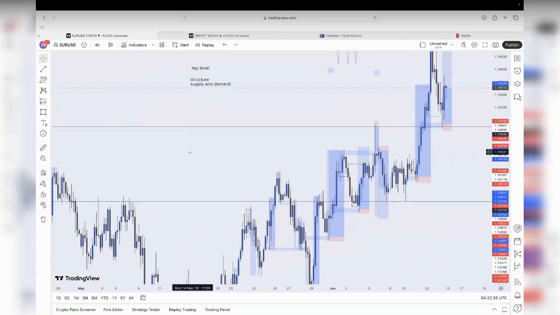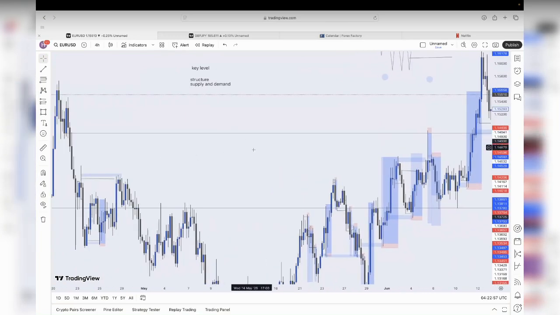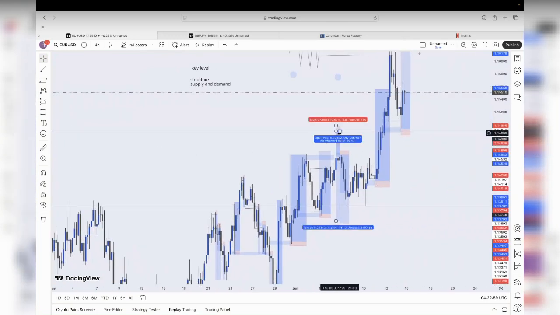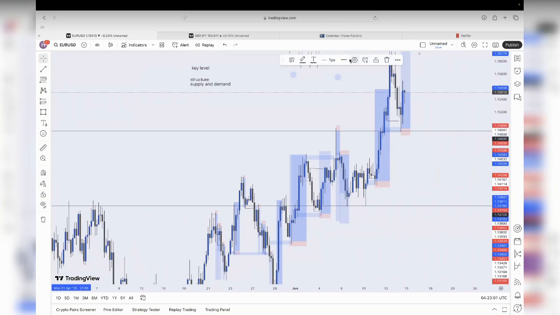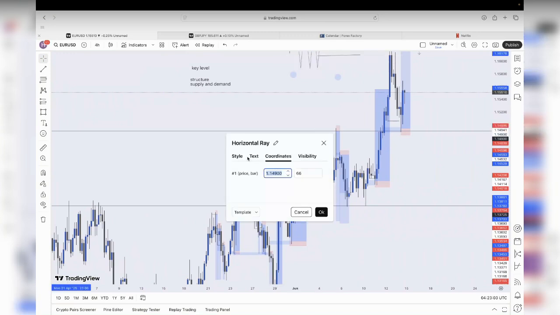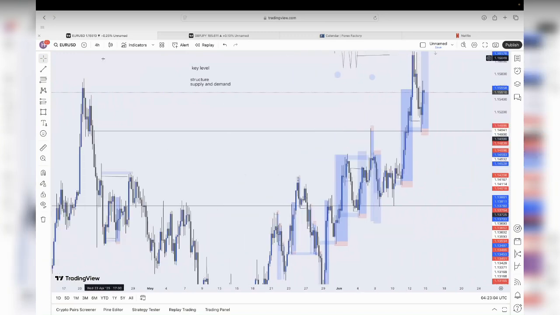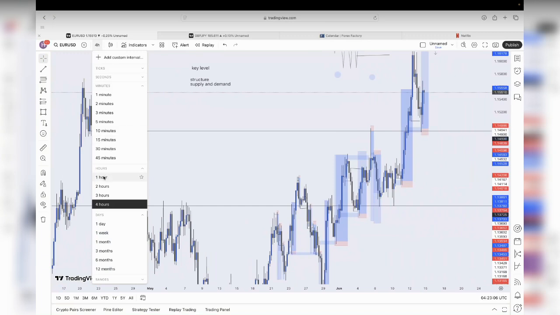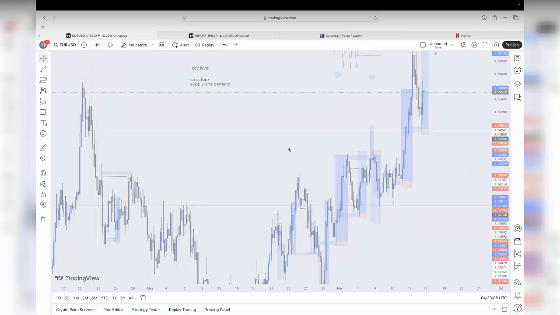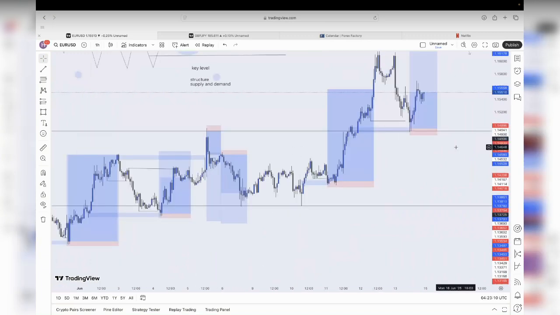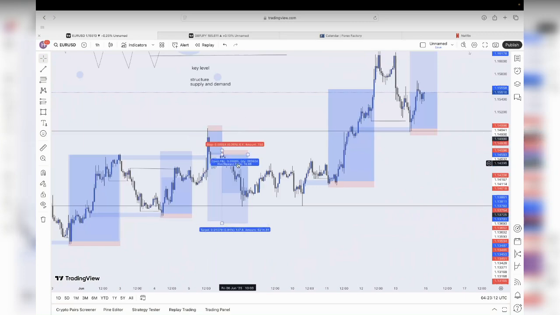But me knowing that this area is now a psychological level because it's an old number, that was why I entered and sold on that trade there. And I posted on my TikTok also, so you can check it out. So that was how I called this sell, and then called this sell also.